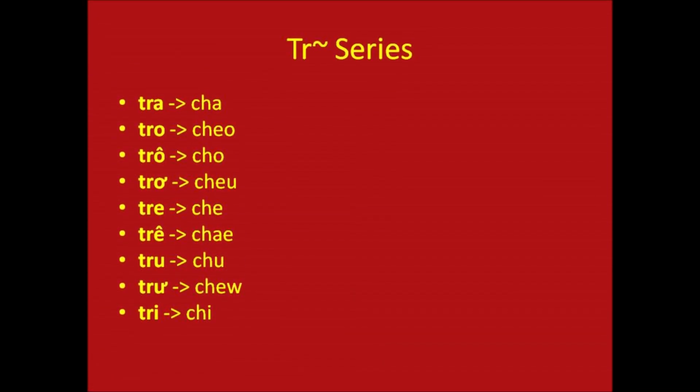Let's move on to the next series. Cha, cho, chô, chơ, che, chê, chu, chư, chi. In this series, the TR sound is pronounced as the CH sound. We shall have a look at the series one more time. Cha, cho, chô, chơ, che, chê, chu, chư, chi.